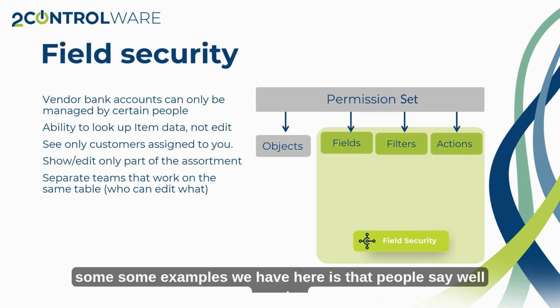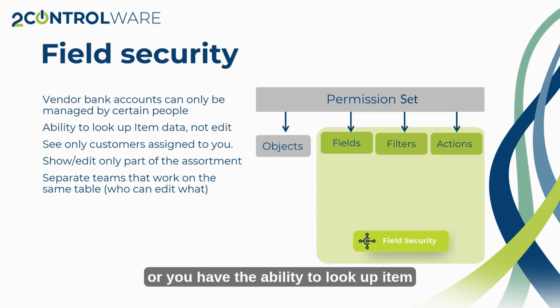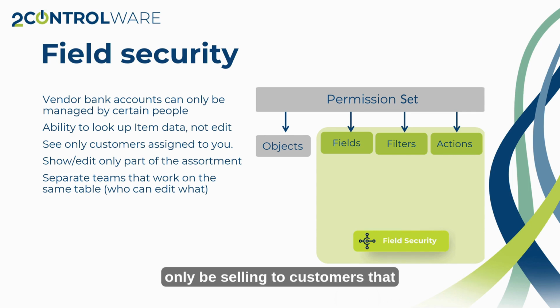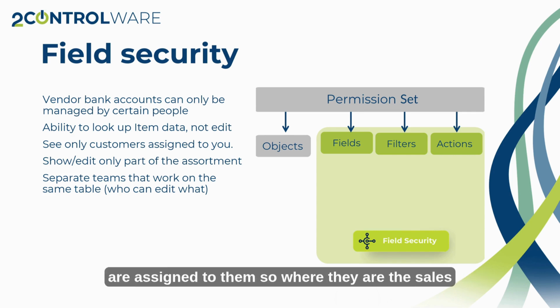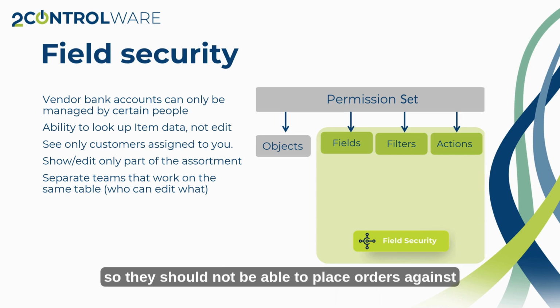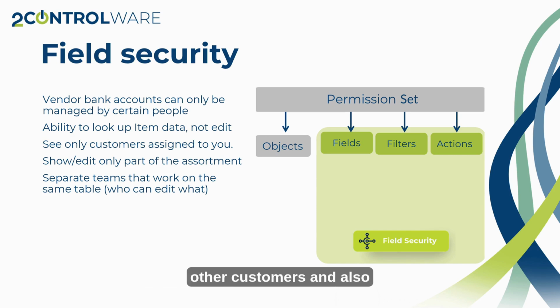Some examples we have: vendor bank account numbers can only be managed by certain people, or you have the ability to look up item data but you cannot edit it. One of the things we see a lot is that salespeople should only be selling to customers that are assigned to them, where they are the salesperson of record. So they should not be able to place orders against other customers.